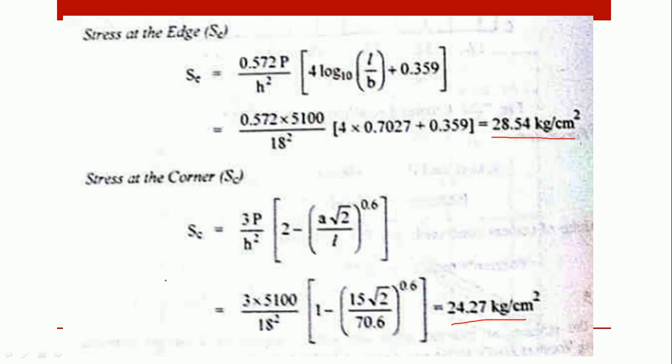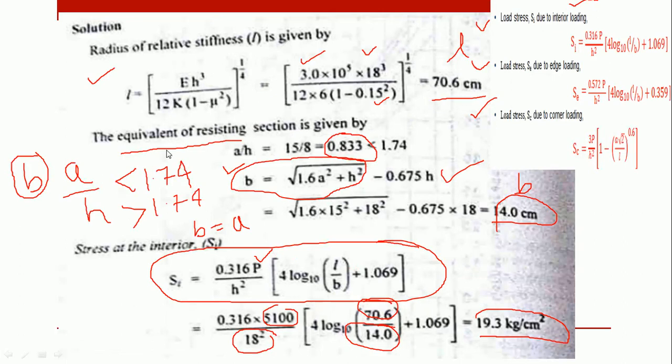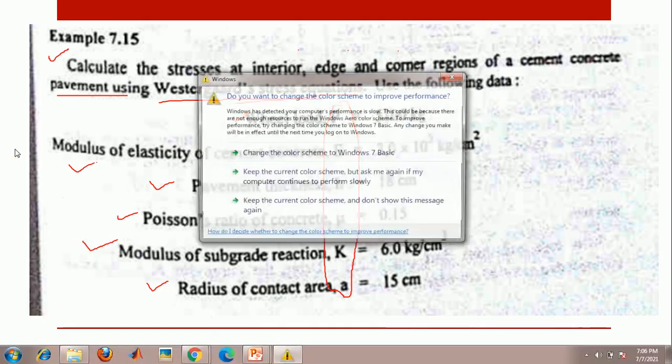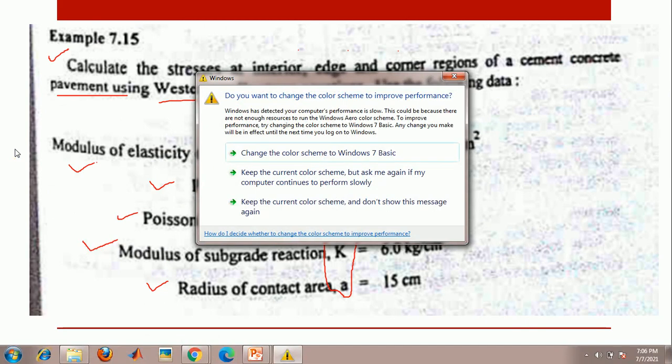So this is how we find the stresses at the different regions of the pavement. Very simple problem. You need to remember the formulas for radius of relative stiffness and the stresses in the different regions of the pavement. Is it clear, this problem with these formulas?